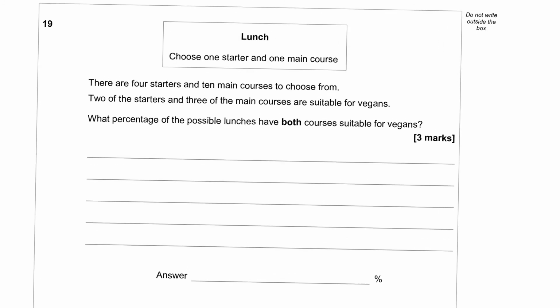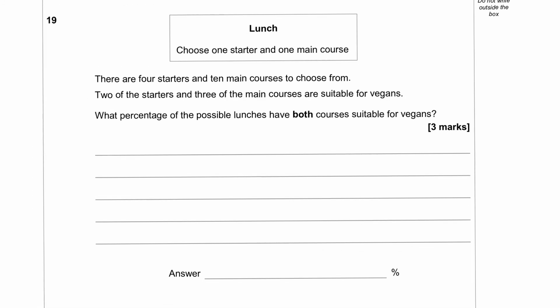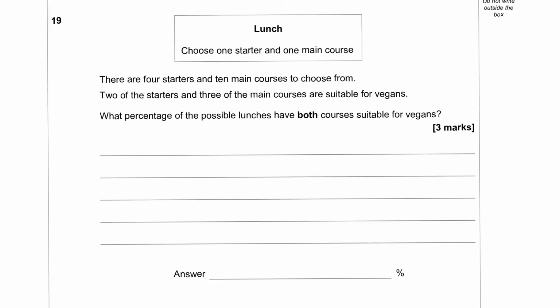So if we have a look at question 19, it says there are 4 starters and 10 main courses to choose from. 2 of the starters and 3 of the main courses are suitable for vegans. What percentage of possible lunches have both courses suitable for vegans? We know there are 4 starters and 2 out of the 4 are suitable for vegans, so the fraction is 2 out of 4. For the main courses, 3 out of the 10 are suitable for vegans, so that's a fraction of 3 out of 10.